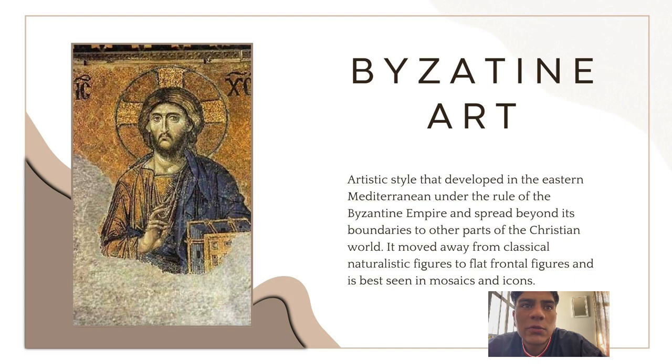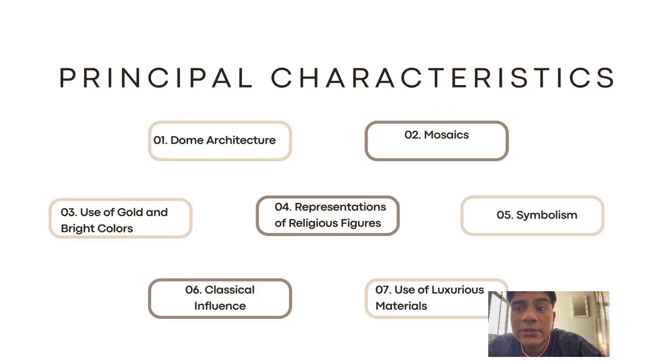Byzantine art is known for several distinct characteristics, including, the first one is dome architecture. Byzantine buildings often feature large domes, symbolizing the connection between heaven and earth. In the second part of my presentation, we can see the dome of a building. So, well, this is a characteristic of this art.